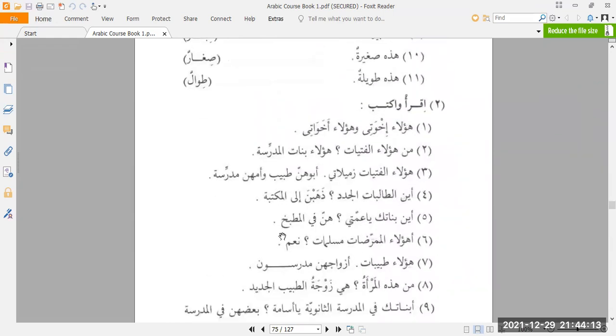You have a chance to read over the following words. Exercise number 2, اقرأ واكتب, read and write. If you can read and understand what it says, all the better. But if not, we'll do that in our next class, inshallah.